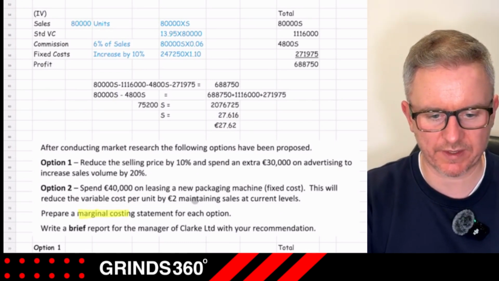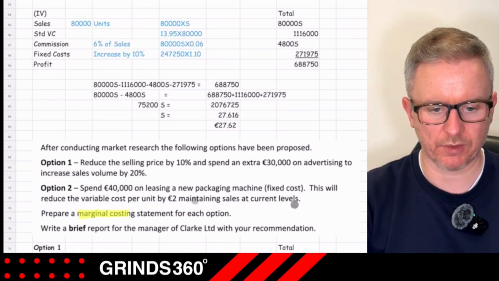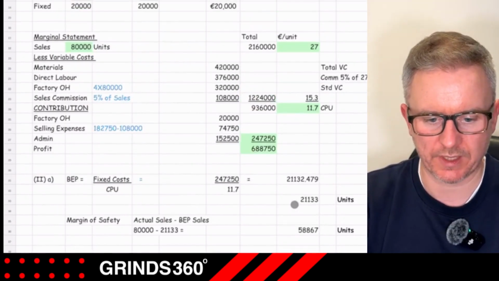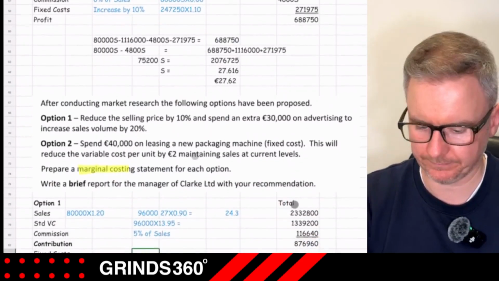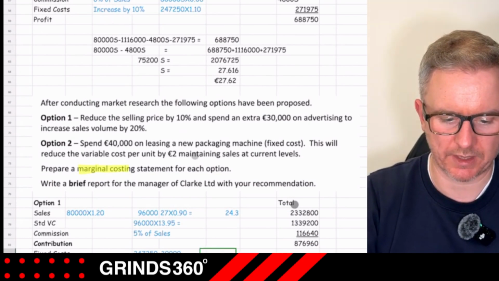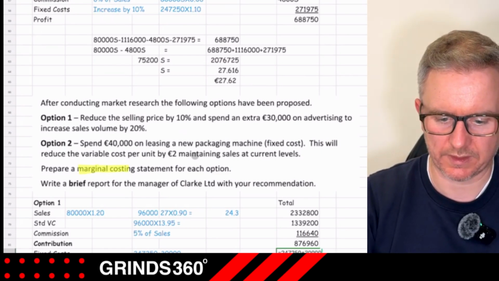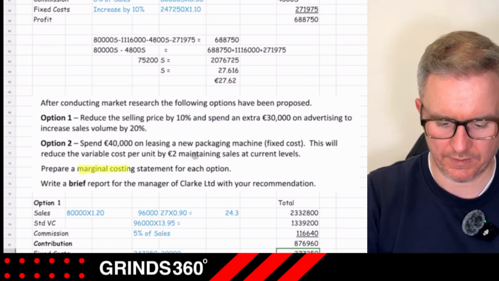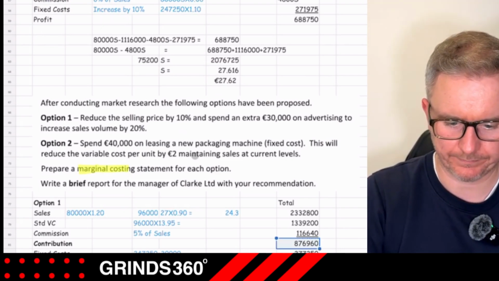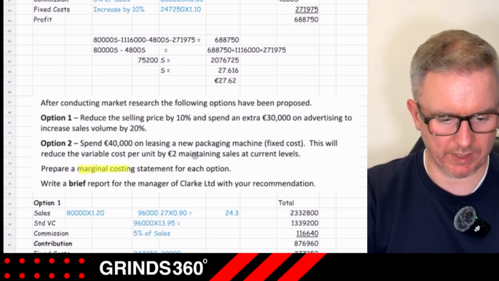And then finally your fixed costs. That 30,000 on advertising has been spent. So you're going to take your fixed cost figure, so again, go back up to your original. You're taking the 247,250 and adding on that spend on advertising. So 247,250 plus the 30,000. Then you have a new profit figure coming back in there of 599,710. So that's option 1 analysed.